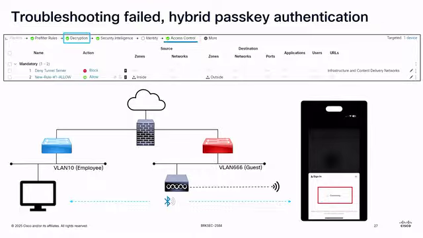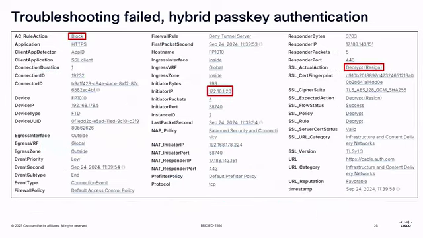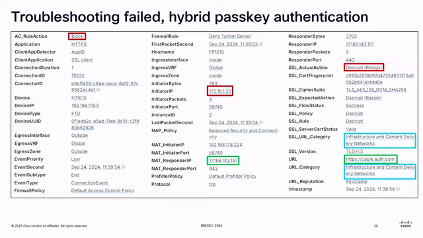I had to read the access log, and I found the corresponding block element. It indeed blocked my iOS device because of a decrypt action. And the root cause was the URL category infrastructure and content delivery networks. But the root cause was a URL I have never seen and read before.